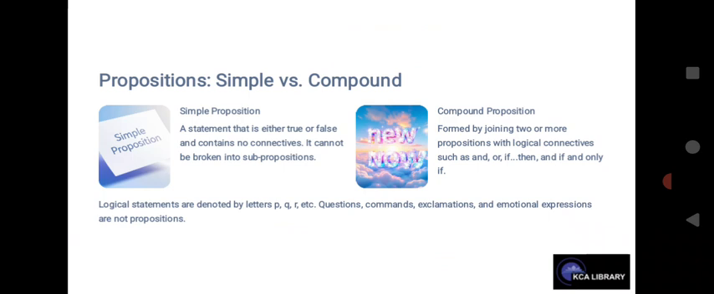But we have two types of proposition. We have simple propositions and compound propositions. A simple proposition is a statement that can be either true or false and contains no connectives. It cannot be broken into sub-propositions. That is why it is simple.